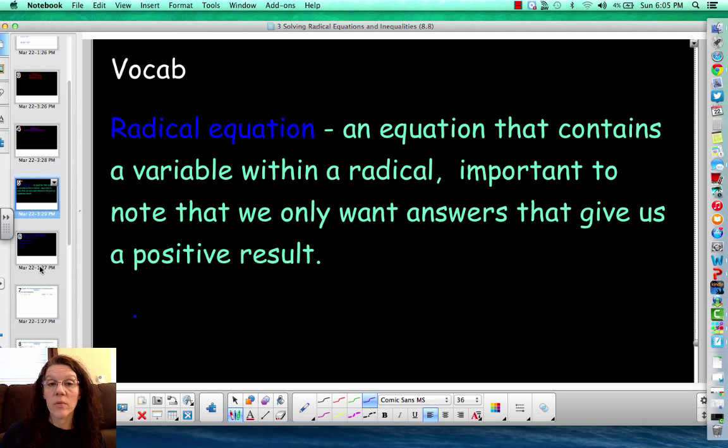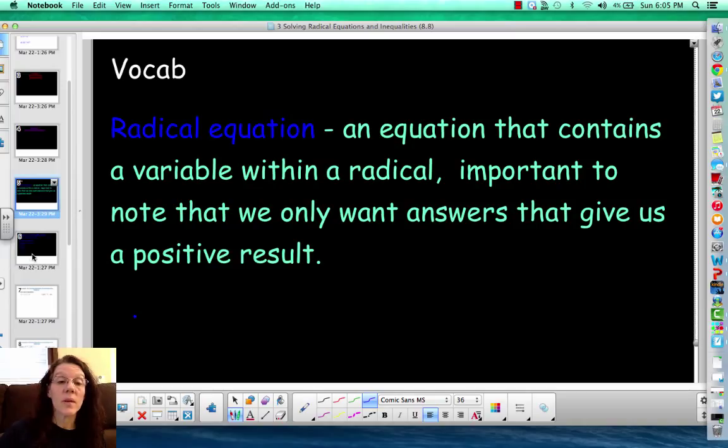We have one vocab word for this section. That one vocab word is radical equation. It's an equation that contains a variable within a radical, and it's important to note that we only want answers that give us a positive result. So remember, we can't take the square root of a negative number, so we have to be careful of that, and that's something we need to check for.